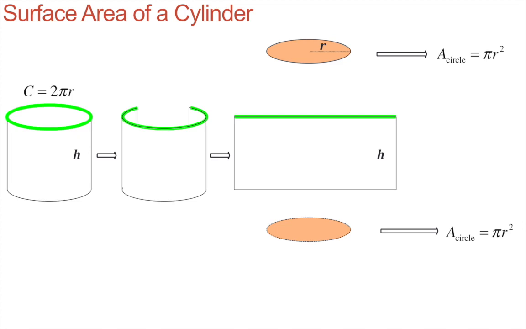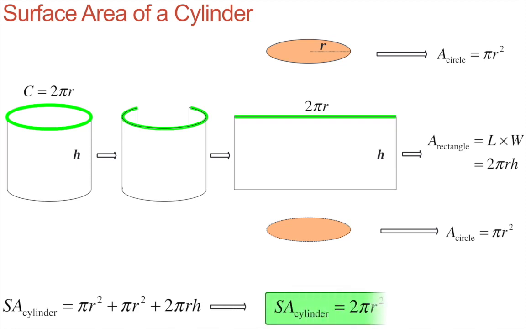And the circumference of a circle is 2 pi r, which means this length of this rectangle is also 2 pi r. Now the area of a rectangle is the length times the width, so the length times the width will be 2 pi r times h, which is 2 pi r h. Now, that means if we want to find the surface area of a cylinder, we look at our three parts and we add them together. 1 pi r squared plus another pi r squared is 2 pi r squared, and I have my 2 pi r h. There's the formula for the surface area of a cylinder.